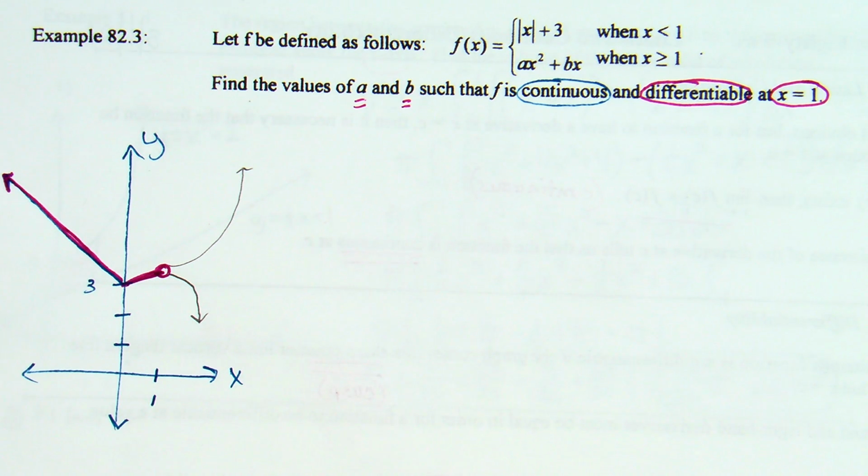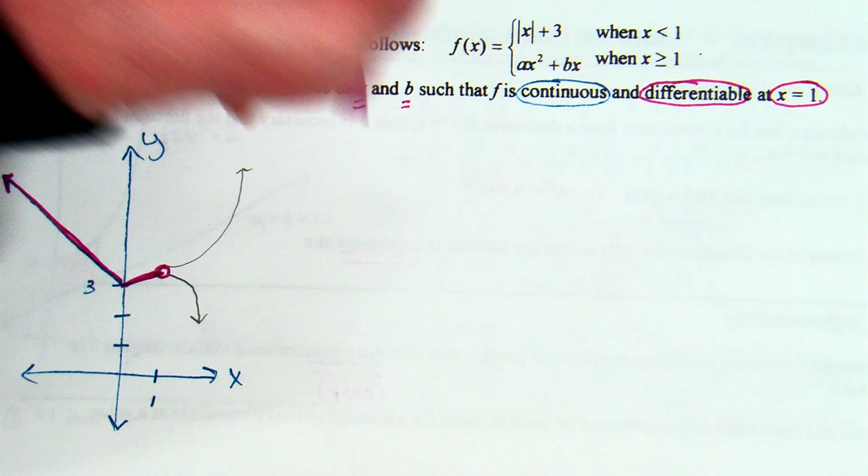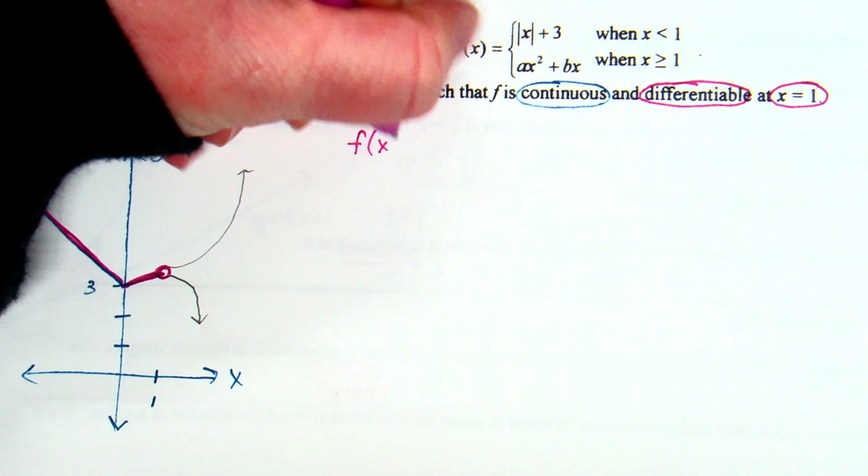Okay. So, you guys want to do continuous or differentiable first? Or does it matter? I don't know that it matters personally. So, differentiable is the one we've been doing, right? So, if we look at differentiable, our equation on the left is what? Absolute value of x plus 3.